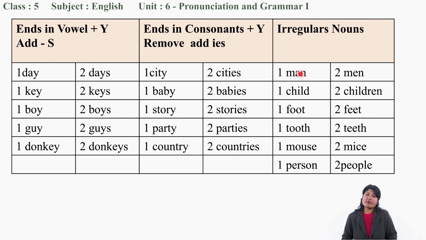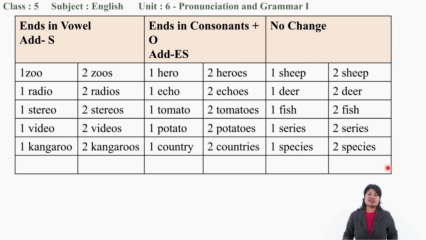Then what about man, men, and child, children? How does it work? They are called irregular nouns. Man, men. Child, children. Foot, feet. Tooth, teeth. Mouse, mice. Person, people. Okay, we have one final table.